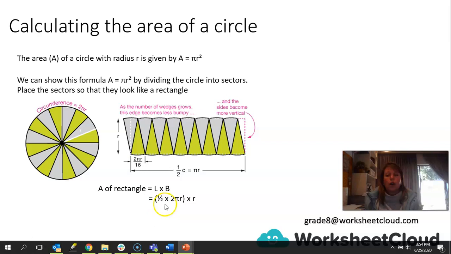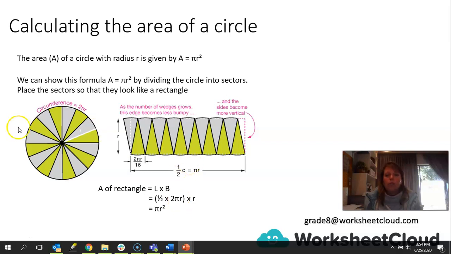So it's half times 2 pi r times r. And half times 2 is 1. So you're going to end up with pi r squared, because the half cancels out the 2. You've got pi r times r, which gives us pi r squared. So there you can reason out why we are using pi r squared.